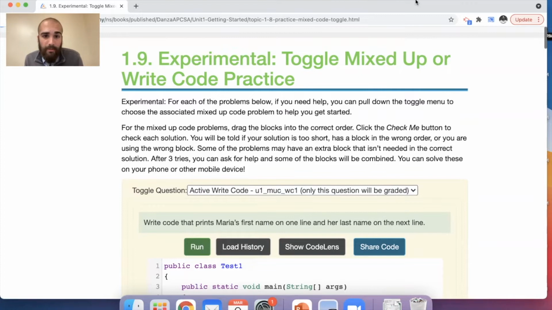To choose the associated mixed up code problem to help you get started. For the mixed up code problems, there are no blocks. I don't see any blocks, so I'm just going to ignore that.